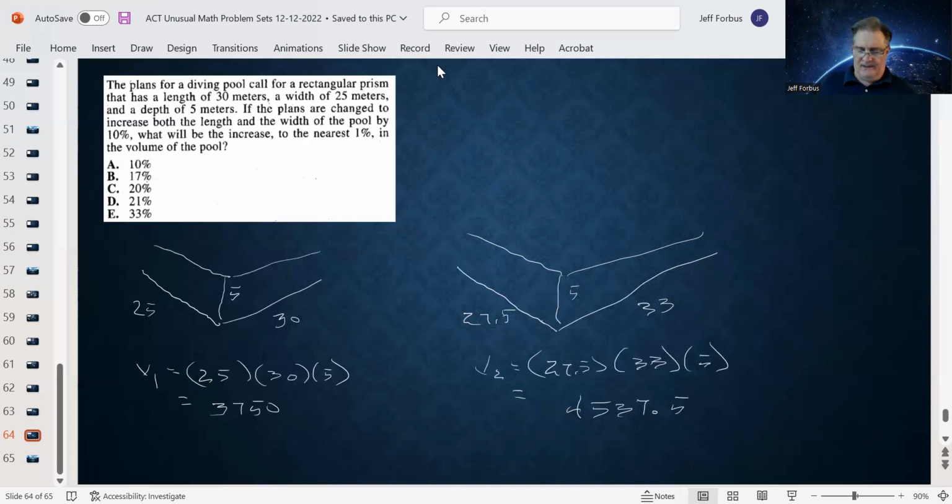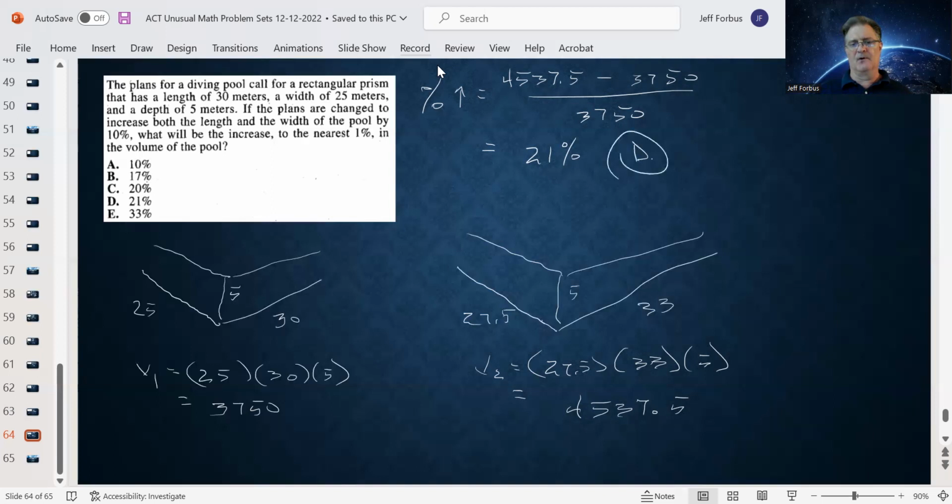Now, what is the percent increase? Let's put percent increase up here. Percent increase. So that's going to be equal to 4,537.5. You're going to subtract the 3,750, and you're going to divide it by what we started with, the 3,750. Now, when you do your mathematics, you come out with 21%, which is answer choice D, as in dog.